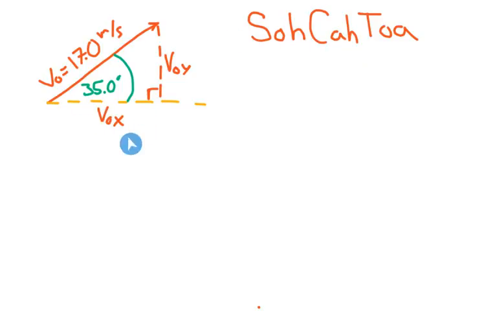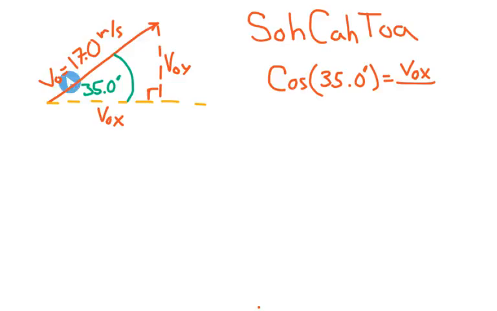Now we're looking for the horizontal component, so in this case, that would be the adjacent side of the angle that we're given. So V naught x is the adjacent, we know the hypotenuse, so we want to use the cosine function. So cosine of the angle that we're given, 35.0 degrees, is equal to the adjacent side, V naught x, divided by the hypotenuse, which is 17.0 meters per second.